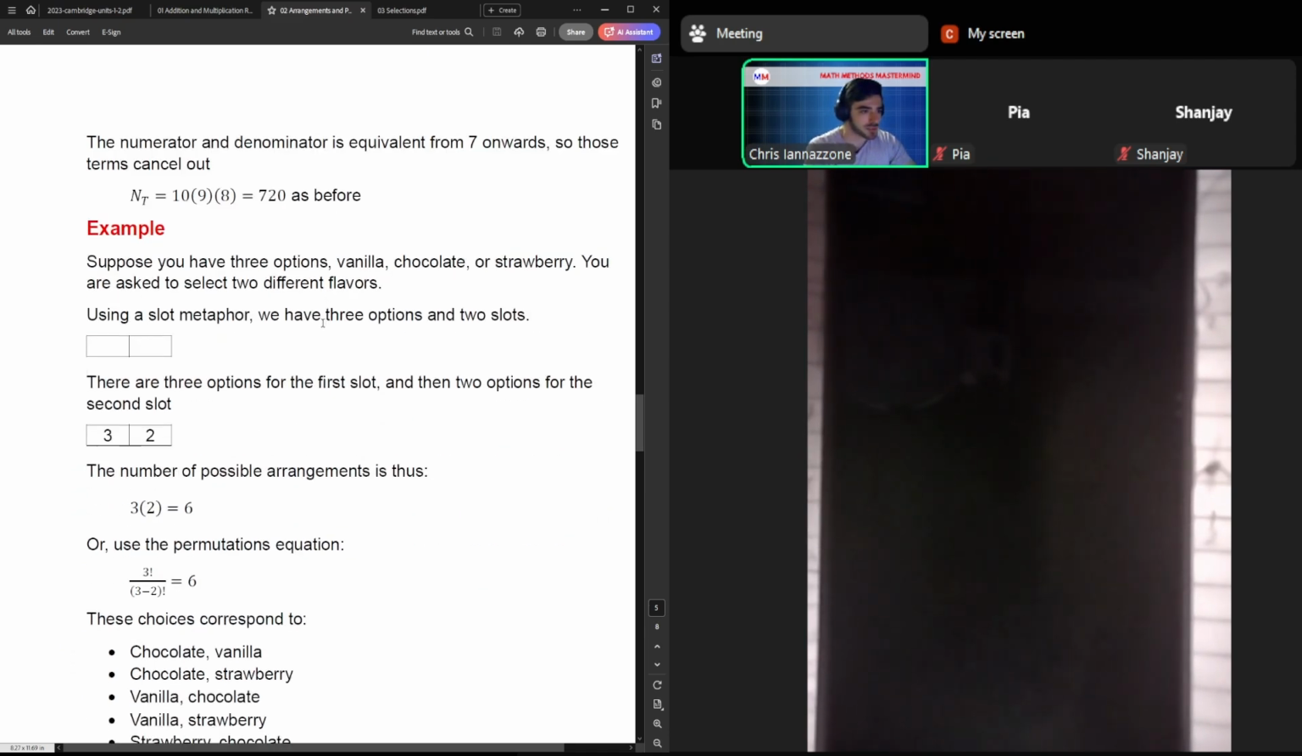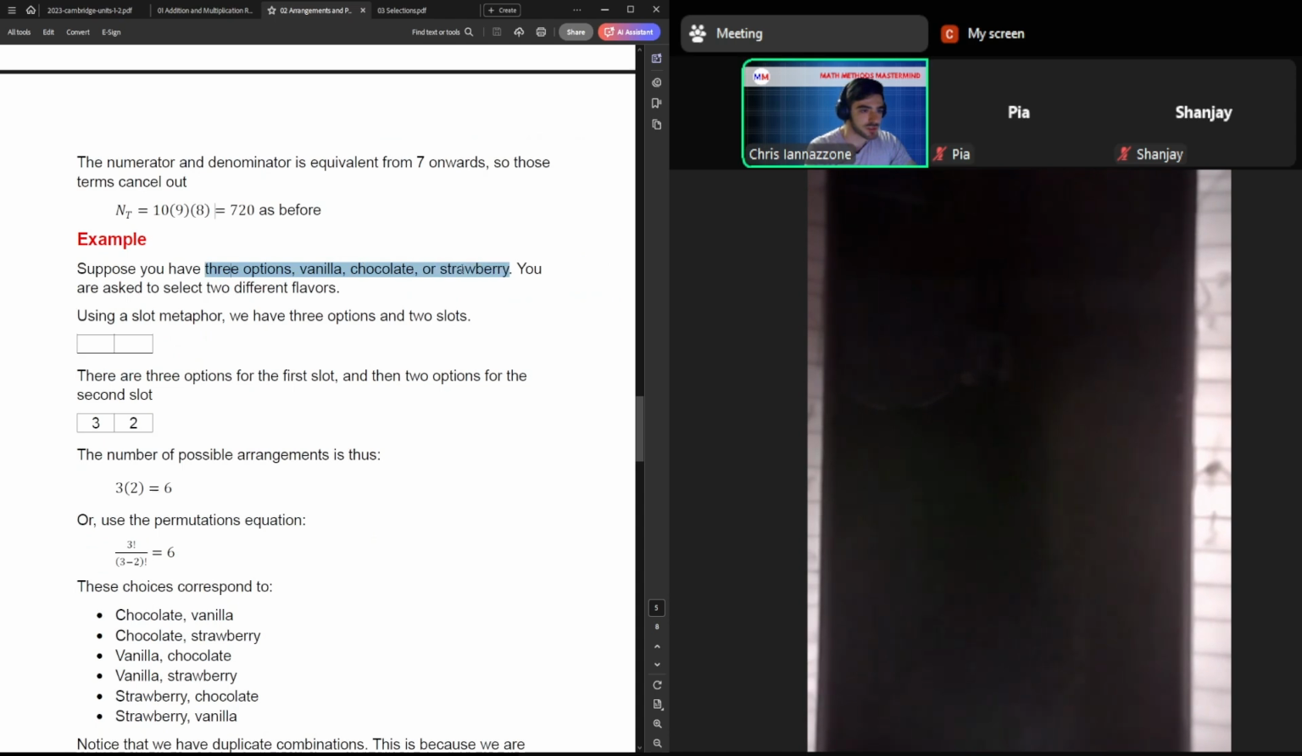Okay, I have another example here. So we have 3 options, vanilla, chocolate, or strawberry, and we're asked to select 2 different flavors. So one way of doing this is using the slot metaphor. So you have 3 options, vanilla, chocolate, strawberry, 2 slots.